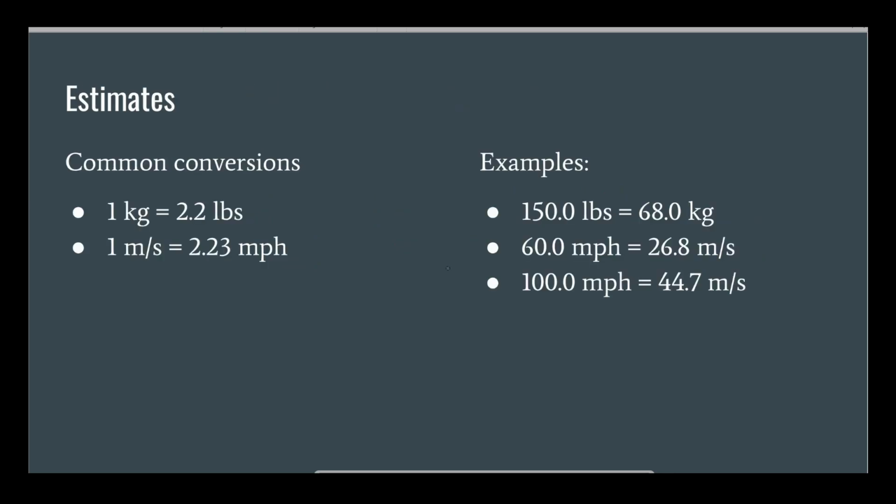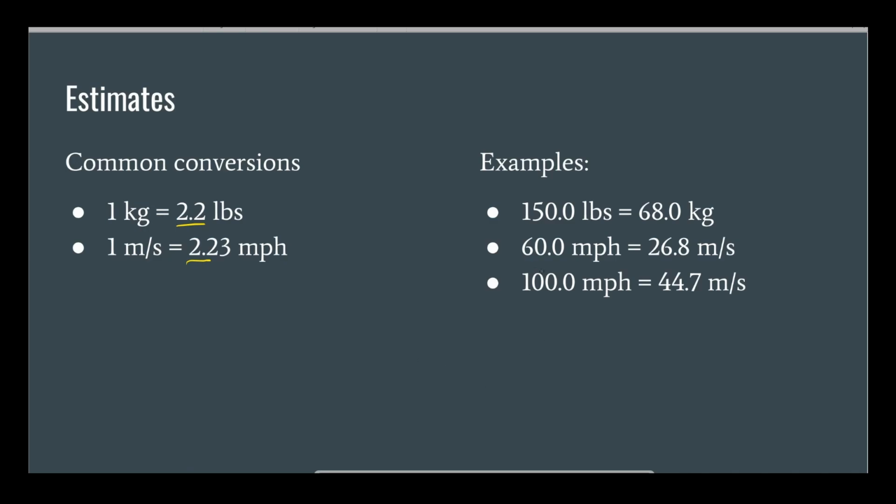Okay, and then these are just some common conversions I think are really useful. So 1 kilogram is 2.2 pounds, and 1 meter per second is 2.23 miles per hour. I really like the fact that we have a 2.2 here and a 2.2 here. That makes our life easy if we're ever trying to convert from one to the other.